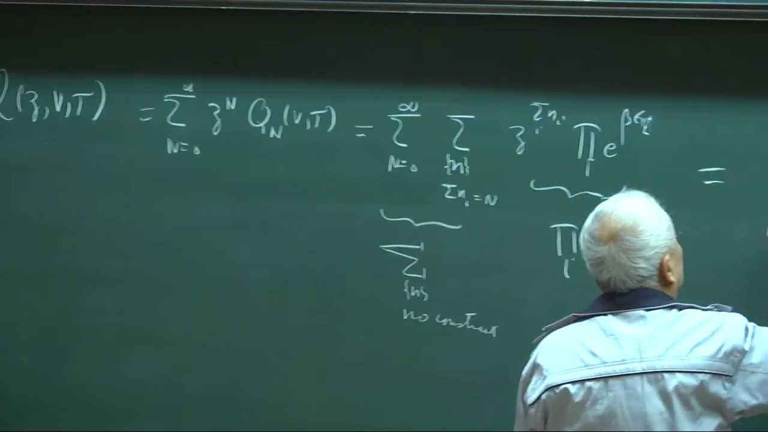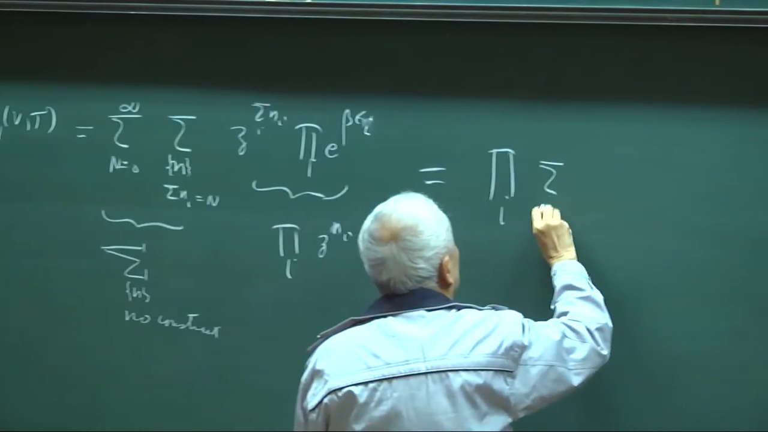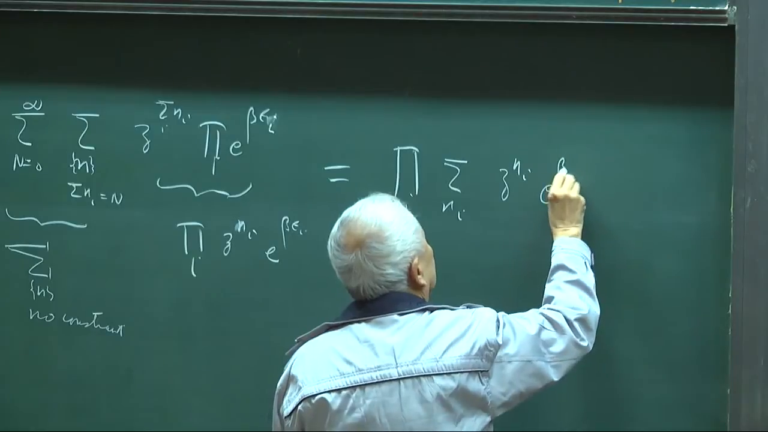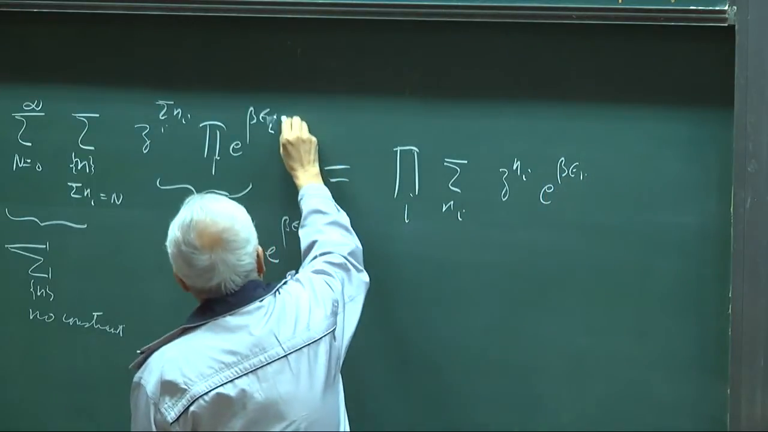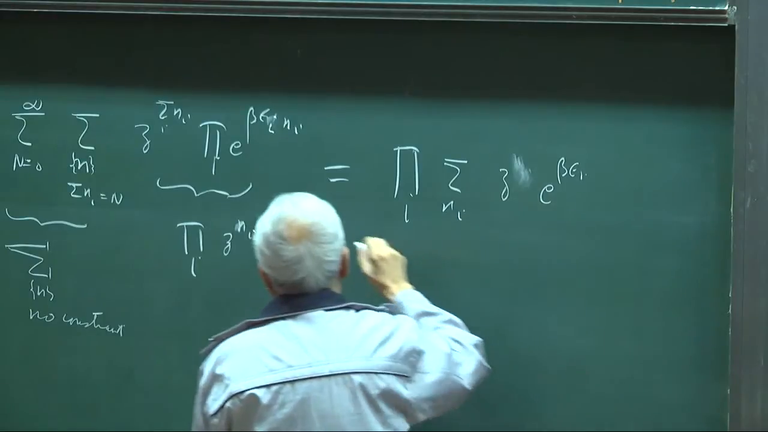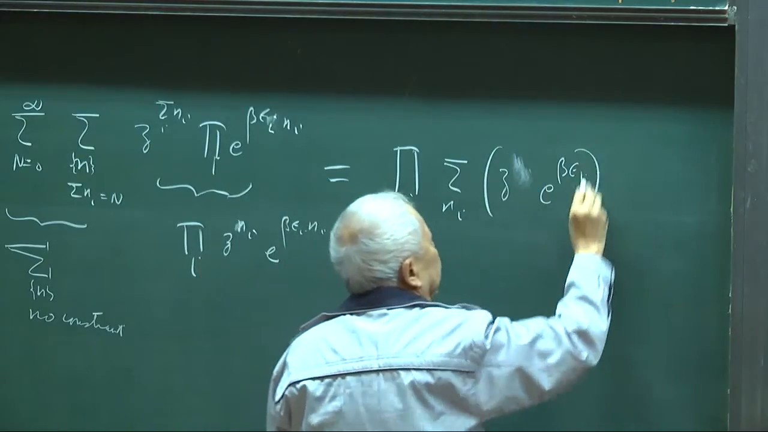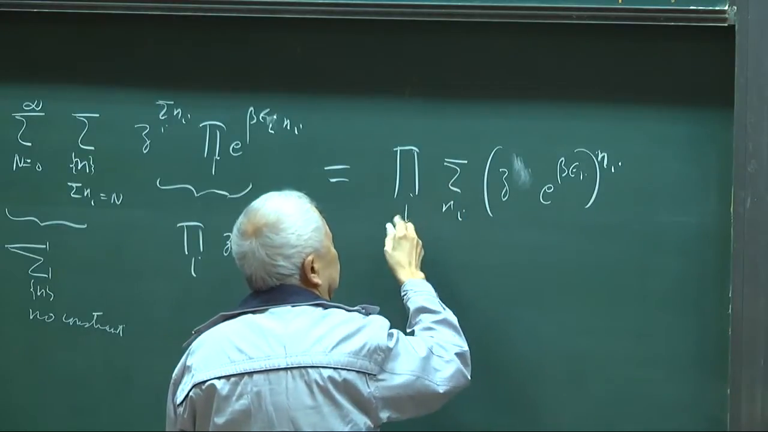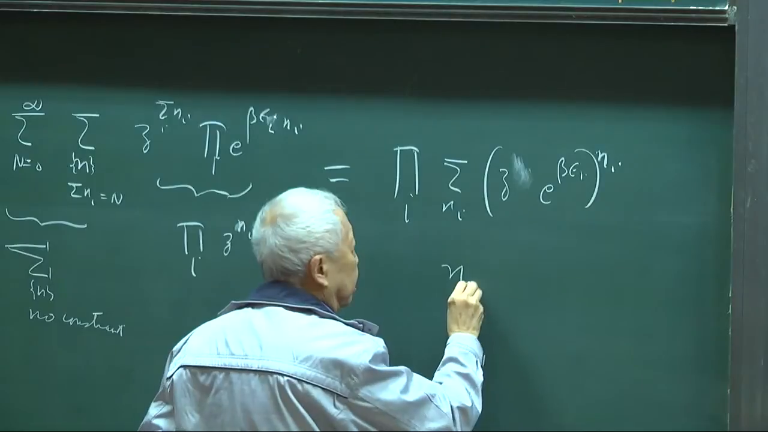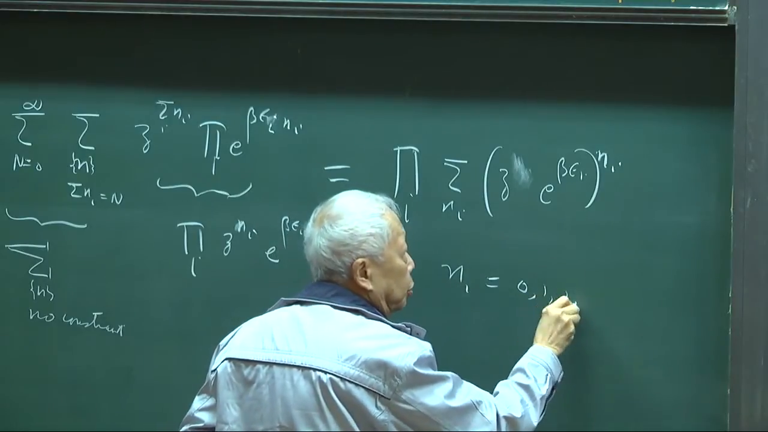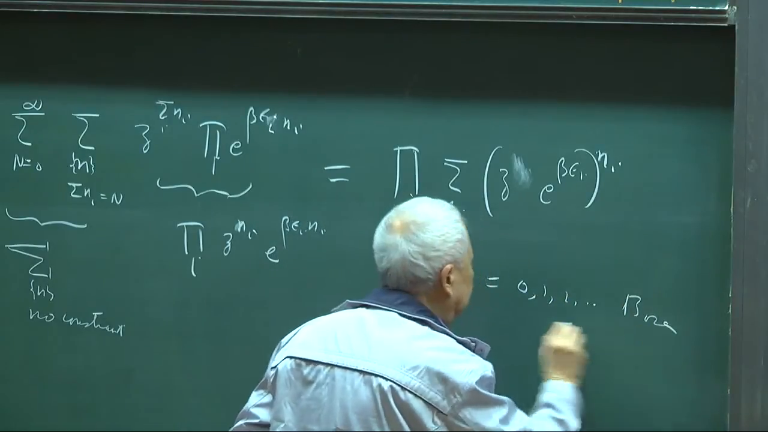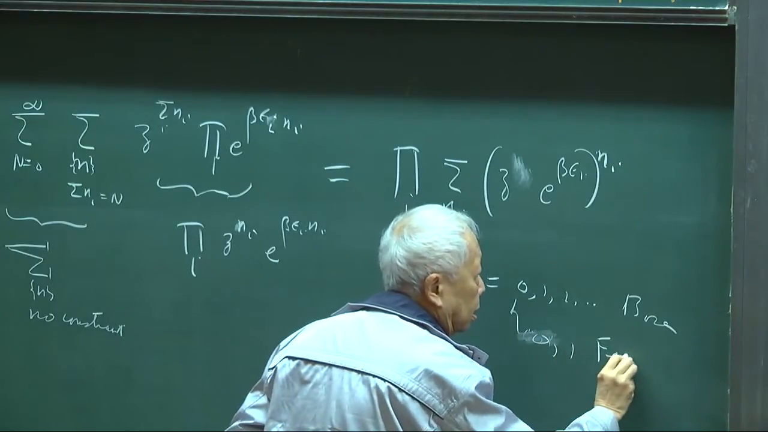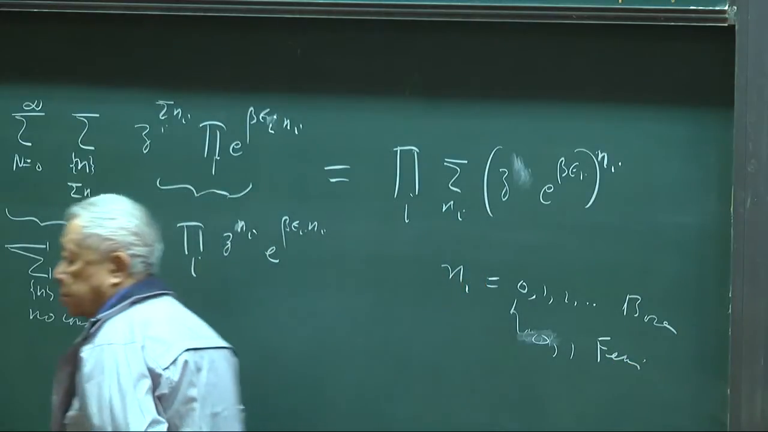the product over i of the sum over N_i of z to the N_i times e to the minus beta epsilon_i N_i. This is an N_i here. You have z to the N_i, this raised to the N_i power. And the N_i sum independently. And N_i is equal to 0, 1, 2, and so forth for Bose, and 0, 1 for Fermi. So it's very simple. So we can calculate this.